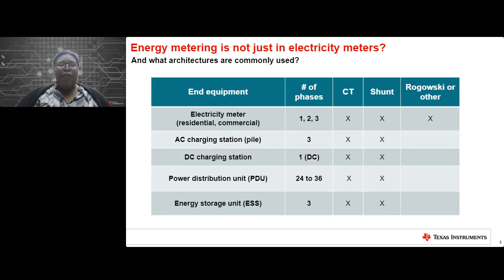And finally, remember that energy metering is not just about electricity meters. This can be used in a variety of different end equipment. This breakdown shows the different end equipments that it can be used in, with the different type of sensors. So as you can see, CT and shunt are most common, but not only is this used in electricity metering, it can also be used in AC charging, DC charging, as well as PDU systems, and also energy storage units.